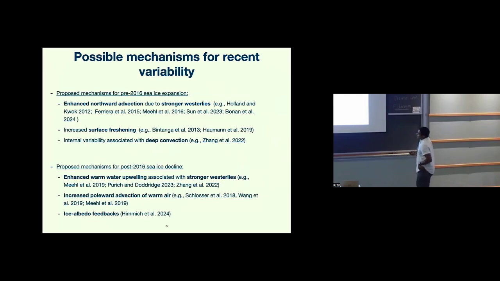For the post-2016 sea ice decline, we see a similar set of studies highlighting the role of the circumpolar westerlies, but this time specifically the impact of enhanced upwelling. As you shift that circumpolar westerly jet poleward, you tend to increase the negative wind stress curl, or you make it more negative, which enhances upwelling of circumpolar deep water.